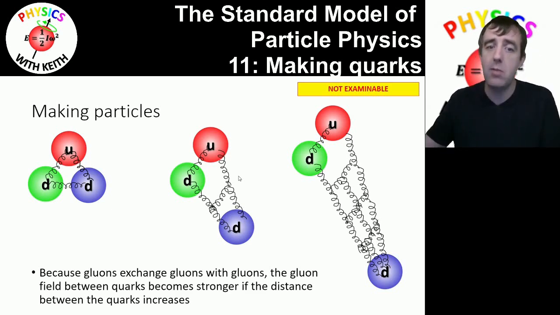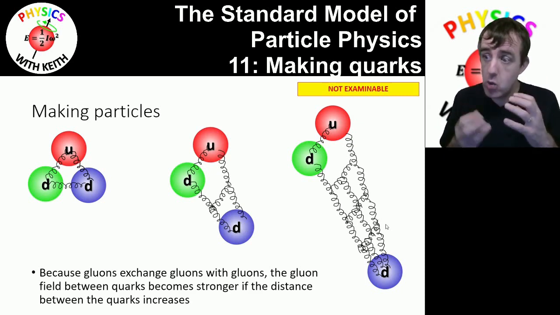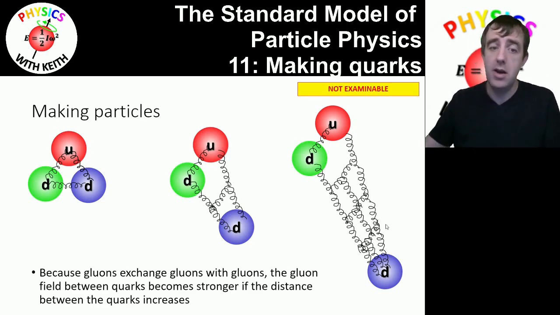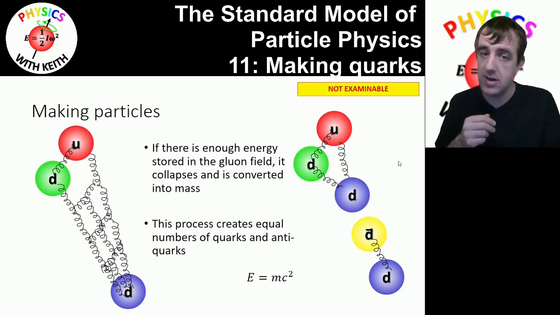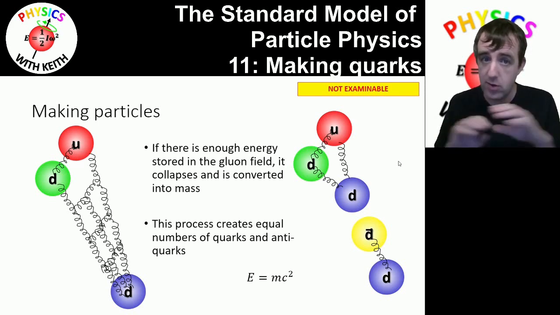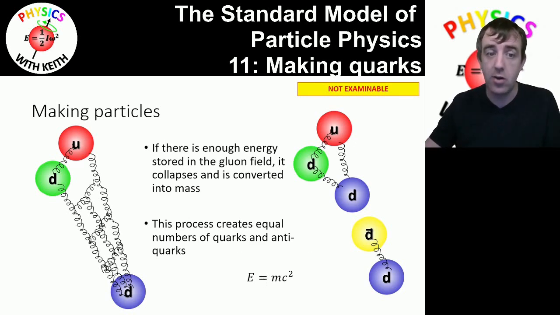And if I continue to pull that blue quark out, then I have more and more gluons being created within this field. The energy, the work that I do in moving that down quark is stored in that gluon field. And eventually, if I pull hard enough, then there'll be enough energy in that gluon field to create more mass. And we'll create equal quantities of quarks and antiquarks, in this case a down and an anti-down. We've created as much matter as antimatter. That's allowed. You can do that with the strong nuclear force. And the matter has come from the energy stored in the gluon field.